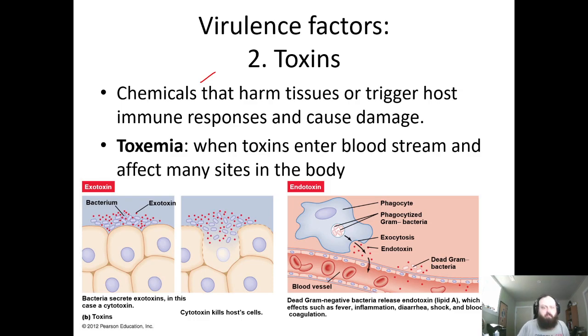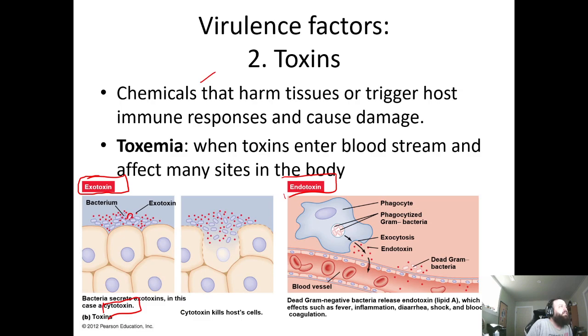Toxins can be brought into two groups. In bacteria, there's an exotoxin, and then there's an endotoxin. Exotoxins destroy host cells or interfere with host cell metabolism. And a good example of this is a cytotoxin.